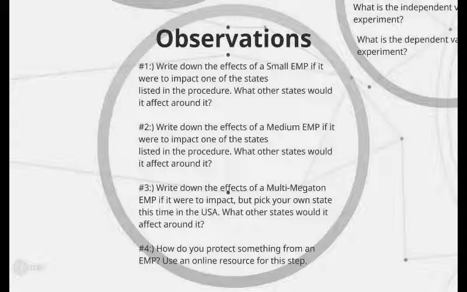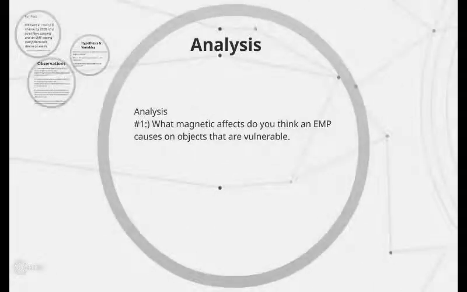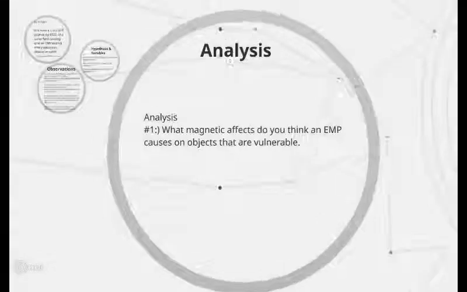And number 3, write down the effects of a multi-megaton EMP if it were to impact, but pick your own state this time in the USA. What other states would it affect around it? Number 4, how do you protect something from an EMP? And for that, use an online resource for this step. Analysis. Number 1, what magnetic effects do you think an EMP causes on objects that are vulnerable?